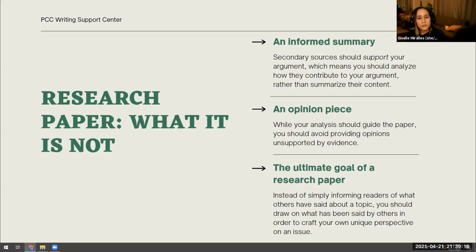Your research paper is also not simply an opinion piece. While your analysis should guide the paper, you should avoid providing opinions unsupported by evidence. So that means you want to avoid making value statements. Like if you cite an author and then you say, I think this author's argument is very strong, you're not providing your opinion on what you think about the author's argument. You're instead analyzing that argument and stating how it relates to your own opinion.